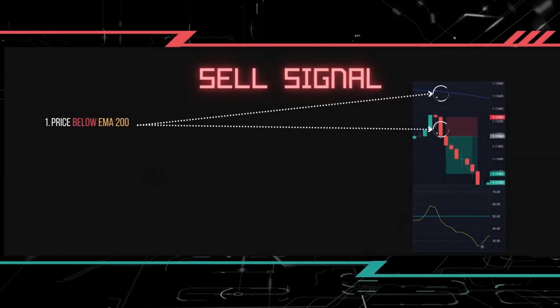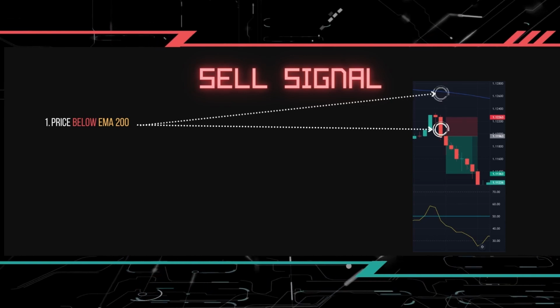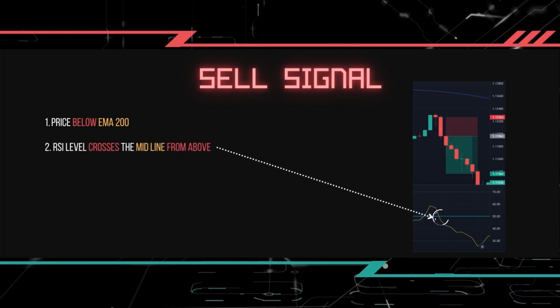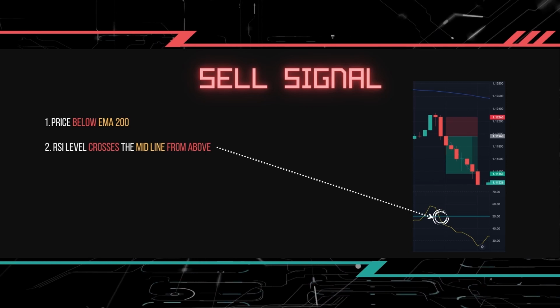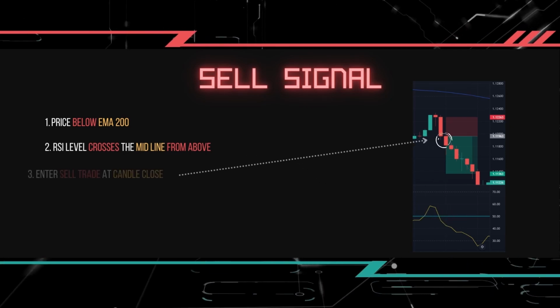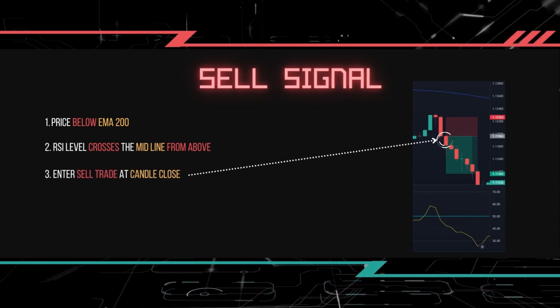Similarly, for the sell trade, first the price needs to be below the 200 EMA line. Second, the RSI value needs to cross below the midline from above. Once this happens, we will enter a sell trade at the close of the candle. By now you should be familiar with the strategy. Let us test it out.